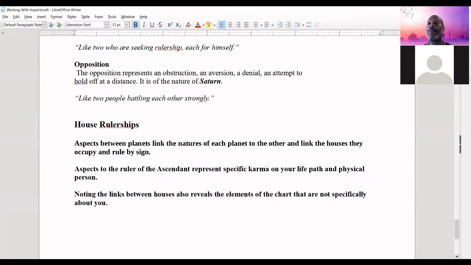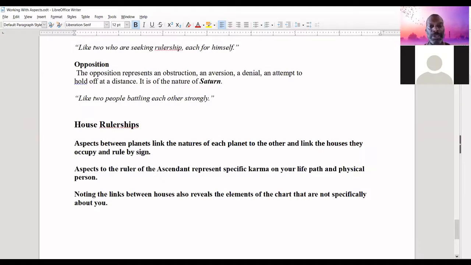Okay, this is kind of the end, because this leads us to these three things to just be thinking about when you're thinking about aspects. One, the aspects between planets link the natures of each planet to each other and link the houses they occupy and rule by sign, especially that they rule by sign.